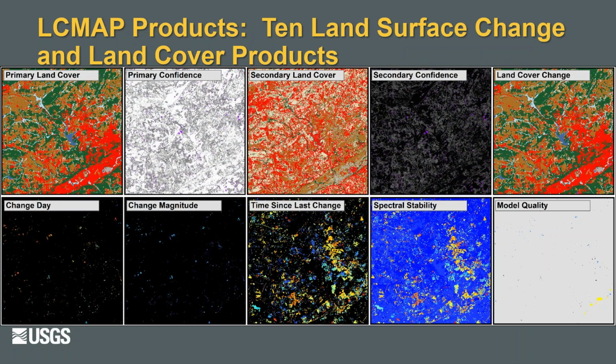So for this annual time series, these annual products that we pull out from the CCD models, we're creating 5 products. This is what we're calling our version 1 LCMap. The products on the bottom, change day, change magnitude, time since last change, spectral stability, and model quality, are for the most part extracted directly from CCD, the change detection algorithm. And they refer to units of time, honestly, except for the change magnitude, which is an indicator of the amount of change that occurred at a break.